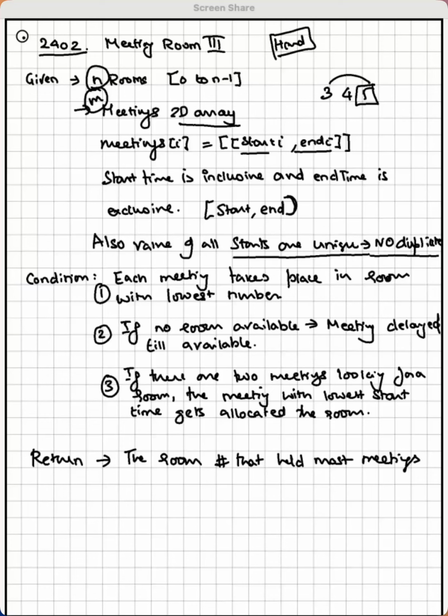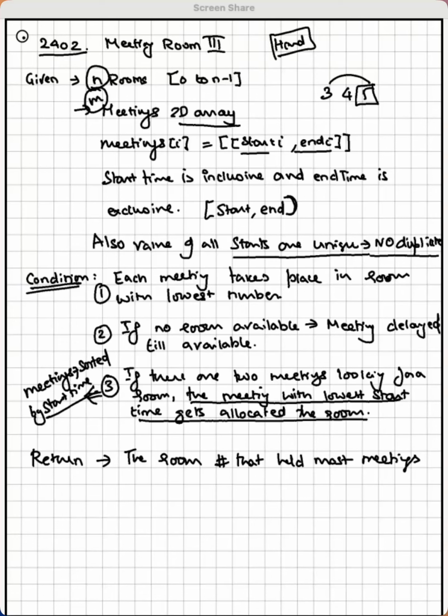Then they've also given us a few conditions. Let's run through them in reverse order. The first thing is that if there are two meetings looking for a room, then the meeting with the lowest start time must get allocated the room, which gives me the signal that my meetings need to be sorted by start time.